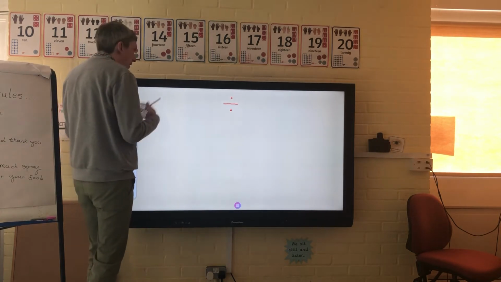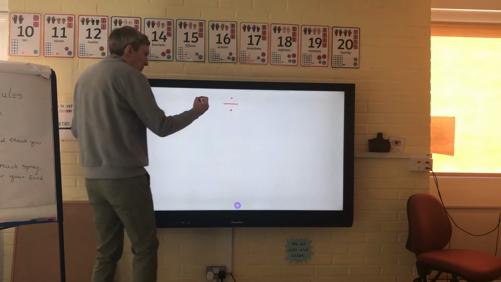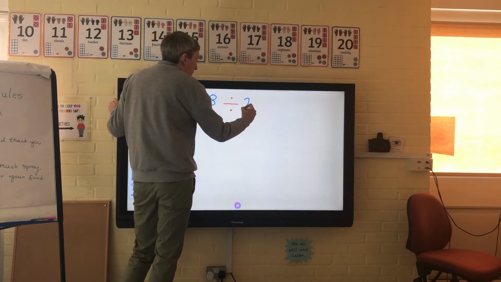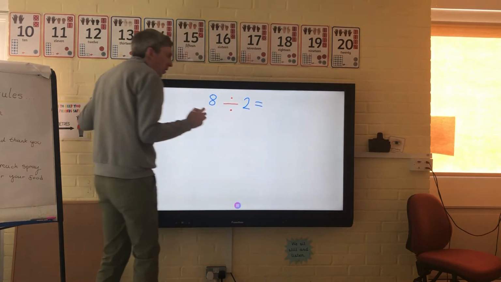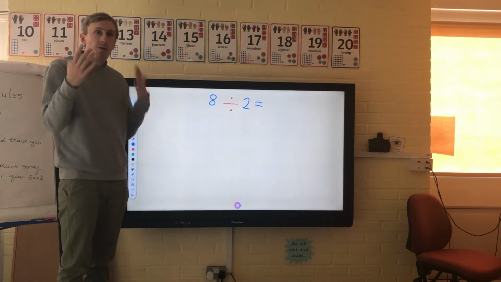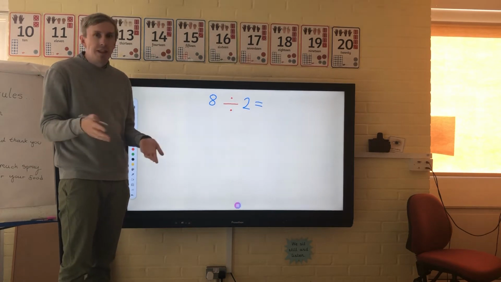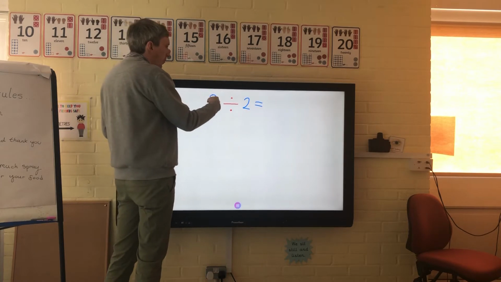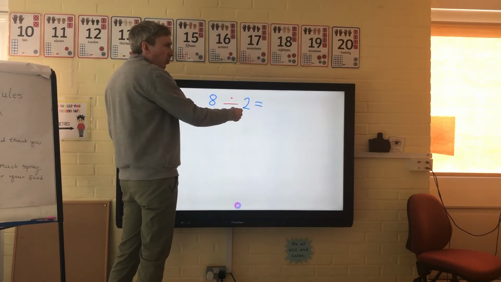So for example, let's do the same sum because it'll be easier to see. If we do 8 divided by 2 is equal to. Okay, there are two ways of doing this, and it depends on how we say it. And often when we come to maths, how the question is written will depend on what we have to do. So this might say, I have 8, I share them into 2 equal groups.